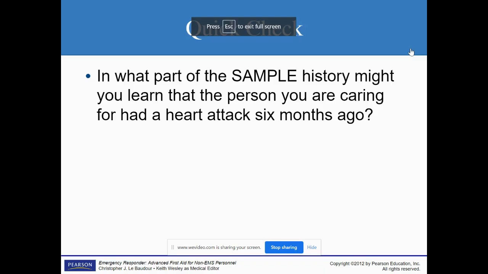So before I ask this question in the quick checkup here, I want to point out on the last slide, if you're dealing with children, they may not be able to answer all those questions from the SAMPLE history. You may have to rely on relatives or parents to give you the answers. And obviously, if the person is of altered alert status or even unresponsive, you would have to get that information from the bystanders. But for the quick check question, here's what it is. In what part of the SAMPLE history might you learn that the person you're caring for had a heart attack 6 months ago?